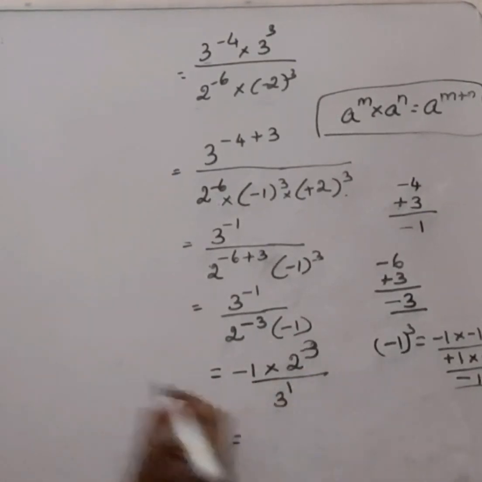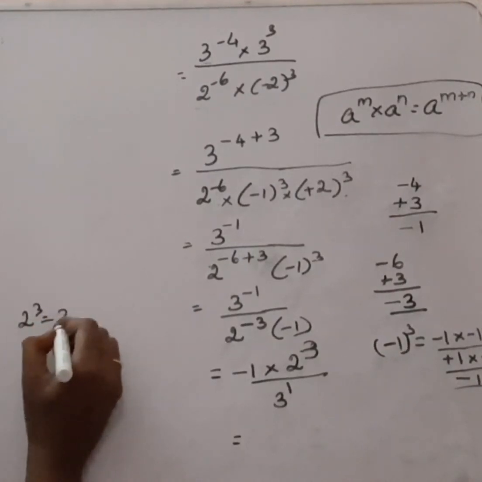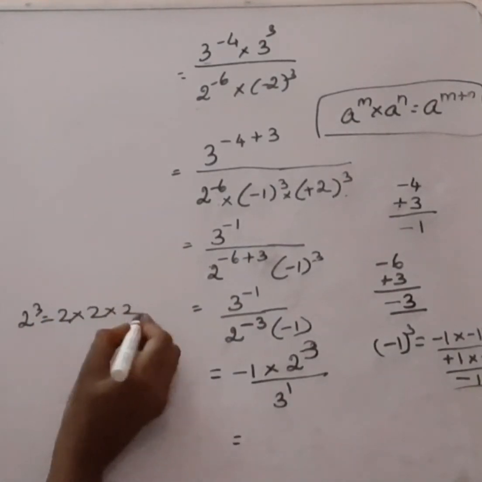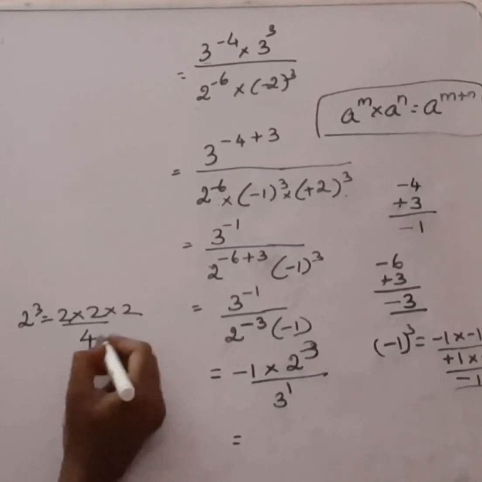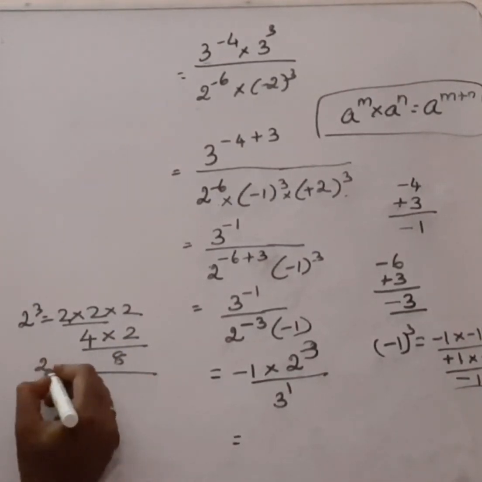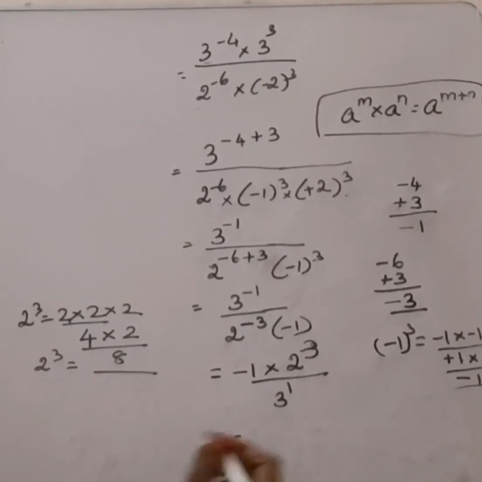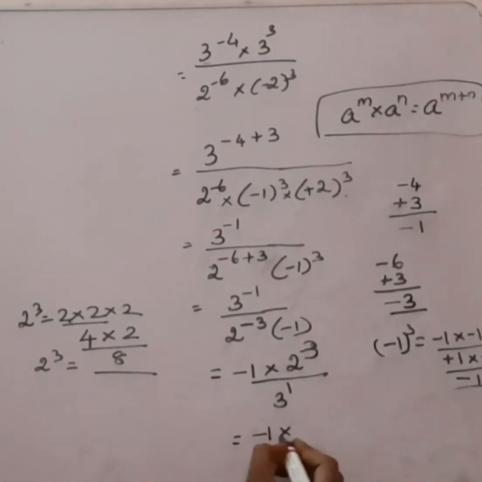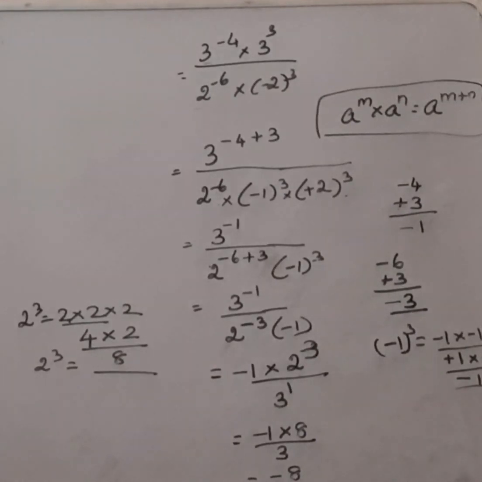What is the value of 2 power 3? 2 into 2 into 2. 2 2s are 4. 4 2s are 8. So, 2 power 3's value is 8. So, minus 1 into 8 by 3. So, we get minus 8 by 3 as the answer for this sum. That is, the value of x is minus 8 by 3.